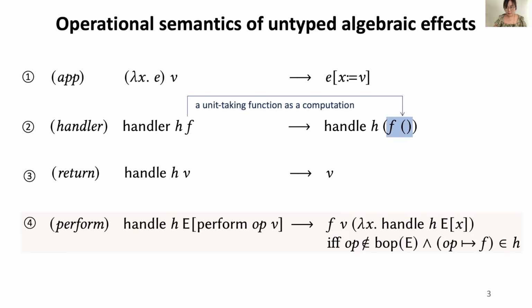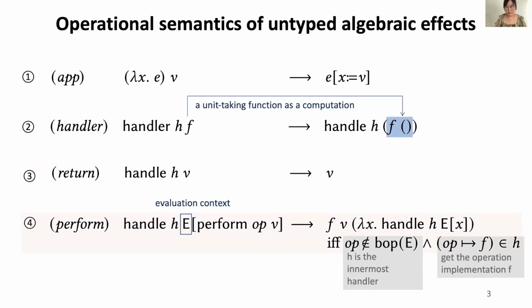Several things to note here. First, this capital E represents an evaluation context, which essentially represents a code stack. That means we can perform an operation deep inside the code stack. Then, how do we know which handler is used to handle this operation? We will need to search through the evaluation context and find the innermost handler that can handle this operation. And we get the operation implementation F. Now we are ready to apply F to the operation argument V as well as a resumption, which captures the whole evaluation context between handle and the operation call.